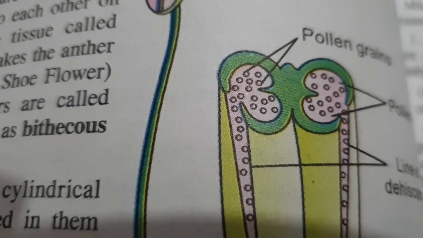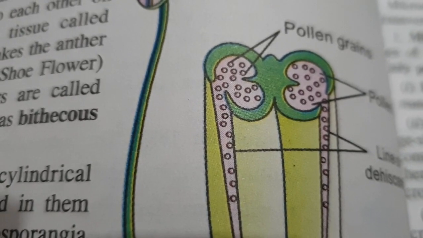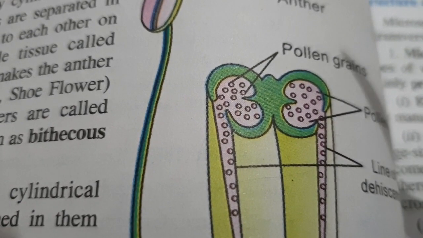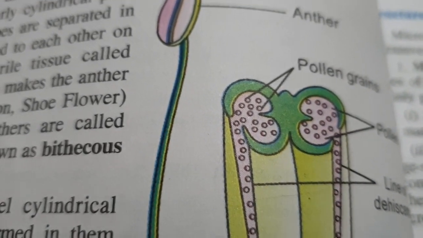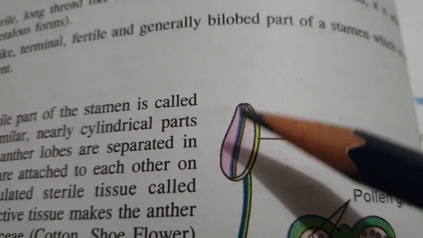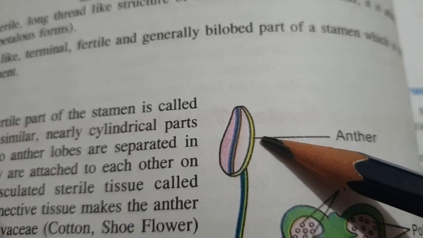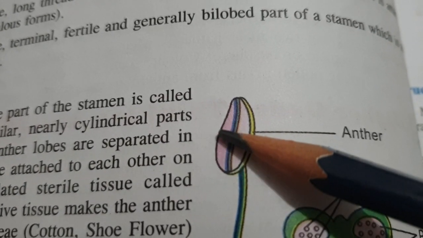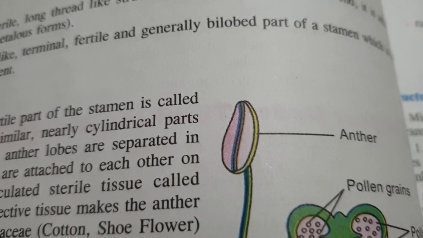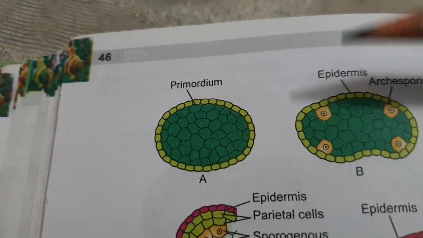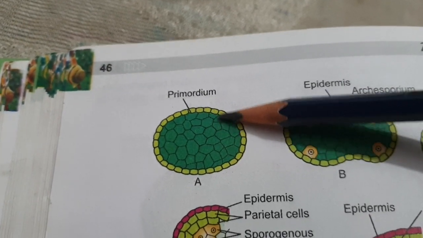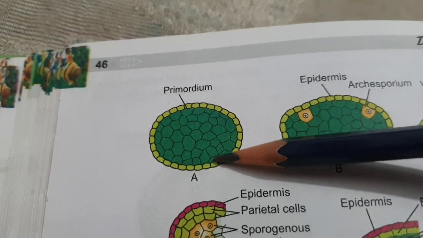Now, if we study in detail the microsporogenesis process, that means the process of formation of male spores, pollen grains, then first of all let us study the internal structure of the anther. If we cut a transverse section of a young anther, then first of all we will get a mass of tissue of homogeneous cells, which is surrounded by epidermis.